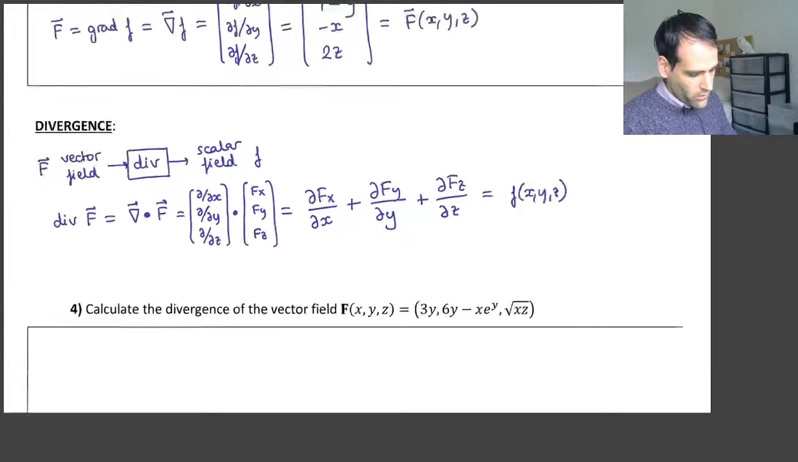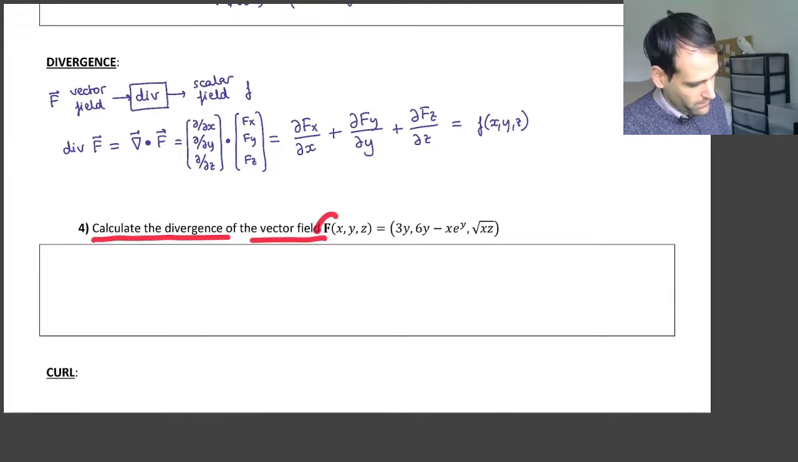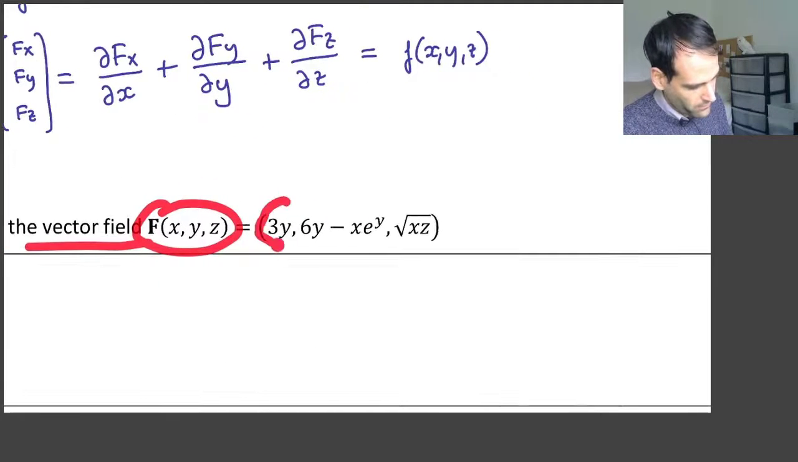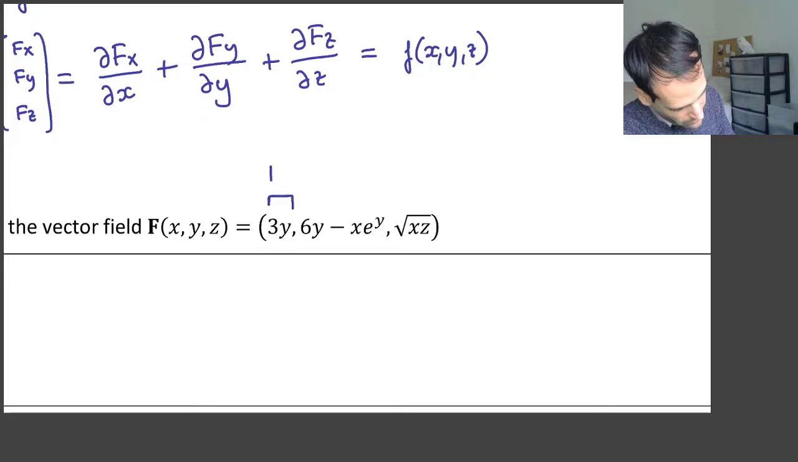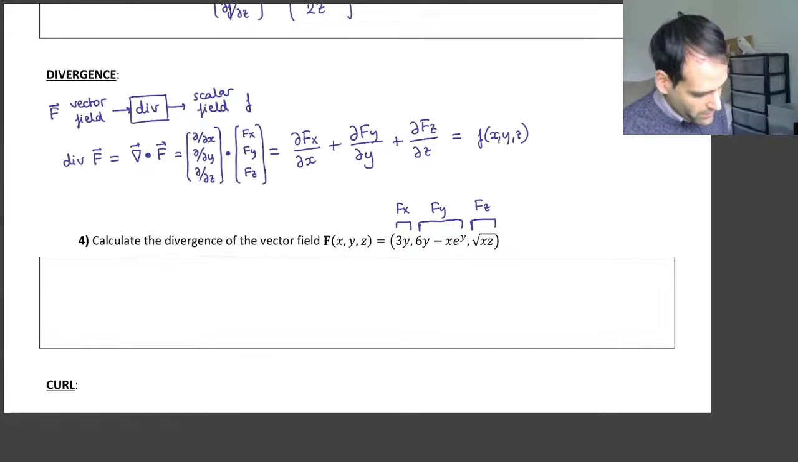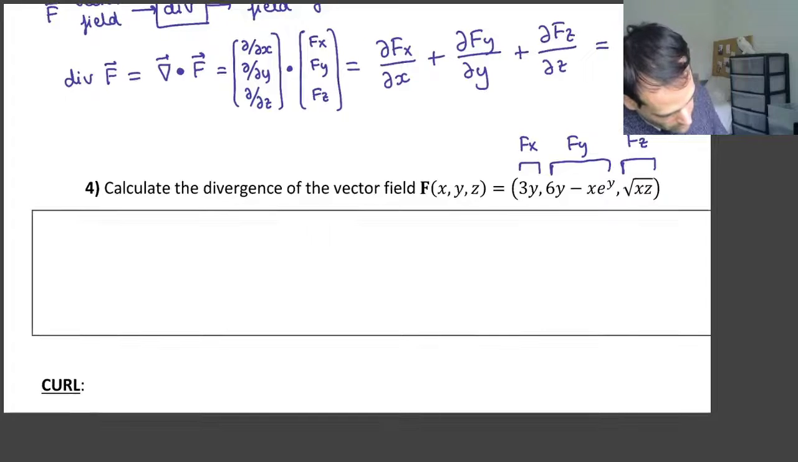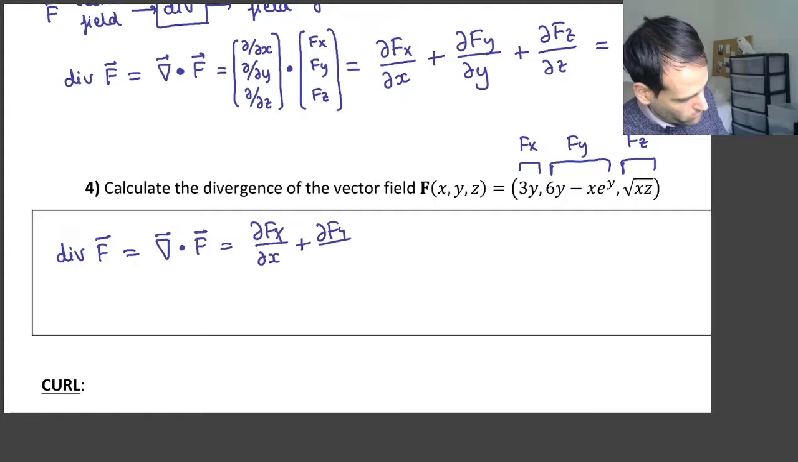Okay? So let's do an example. Calculate the divergence of the vector field f as a function of x, y, z, and you can see that this is a vector, right? Because you have three components: the x component, the y component, and the z component, which we could label as fx. This would be fy, and this would be f of z. So now we are going to calculate the divergence of f. So we start here. Divergence of f is equal to nabla dot f, which is equal to the partial of f of x with respect to x, plus the partial of f of y with respect to y, plus the partial of f of z with respect to z.